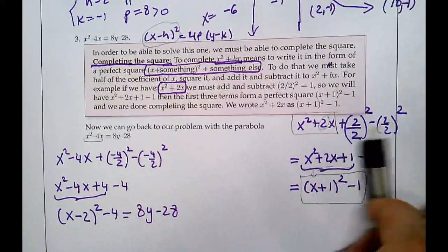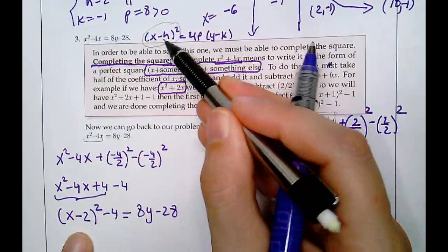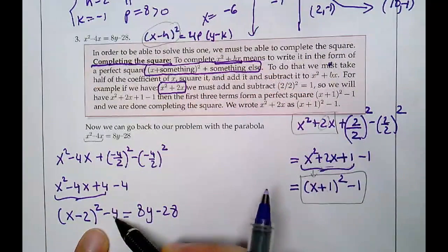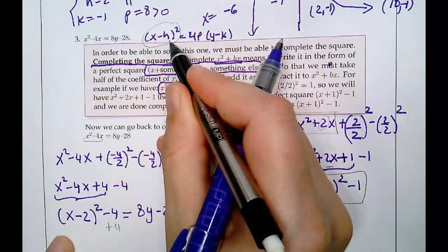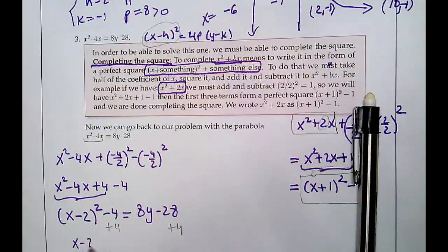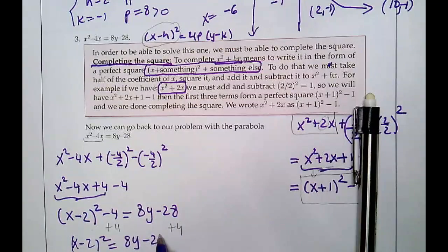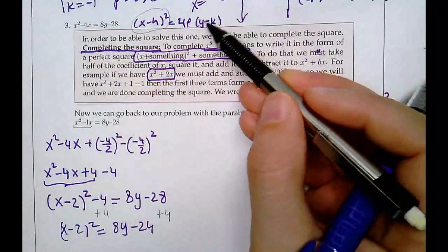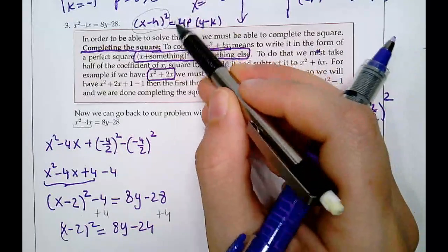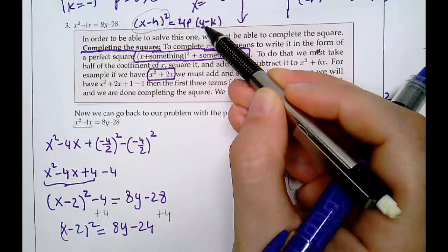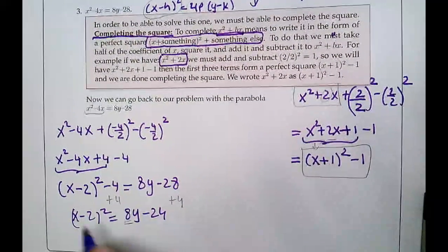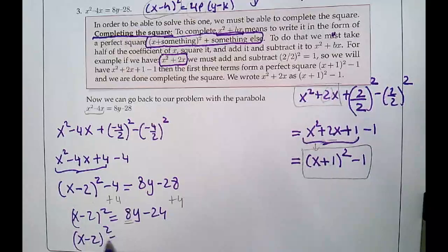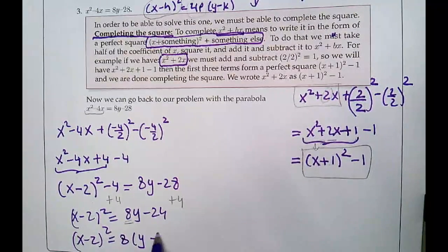Now if I compare these two, I have the x minus h squared. I have this 4 right here, but I can add it to both sides and get rid of it. So on the left-hand side, I'll have x minus 2 squared equals 8y, and negative 28 plus 4 is negative 24. So it's almost in this form. The only thing I have to do is factor so that the y is by itself with coefficient 1. So I need to factor out an 8. Finally, doing that, I get 8 times y minus 3.